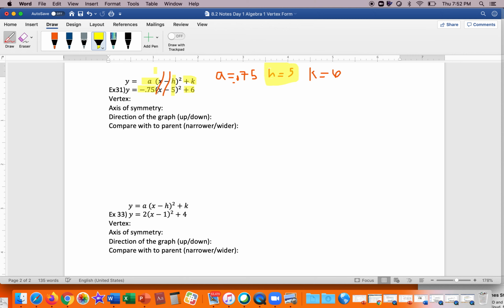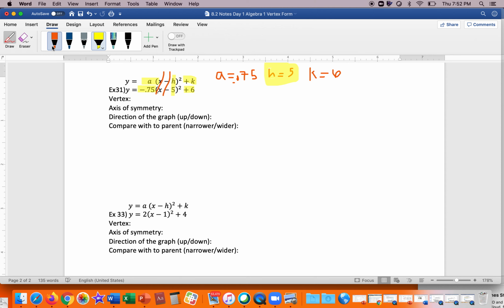And notice over here, it's got to follow the formula: A, quantity, x minus h, closed quantity squared plus K. The x's cross out, the negatives cross out. So whatever is left, which is only 5, is your H value. That's why H is 5. Okay. And the A and the K are just literal. It's what's in front and behind the parentheses. So in front is negative 0.75, so that's your A, and behind is a positive 6, so that's your K.